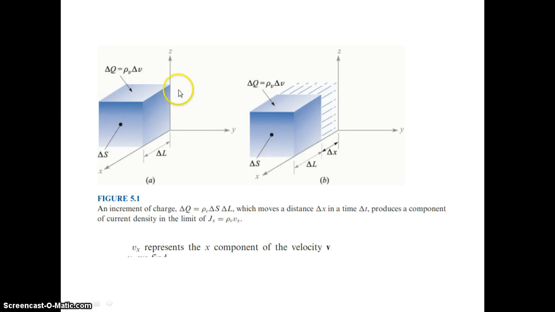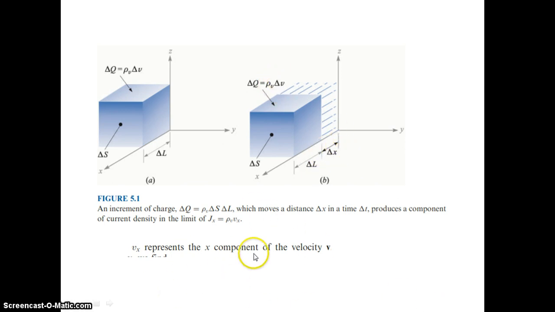So this diagram shows the movement of charge. Here the charge del q is equal to rho v del v, where del v is the differential volume, which is the product of del s into del l. Now consider this charge is moving with a velocity v. It has traveled through a distance of del x with velocity v.